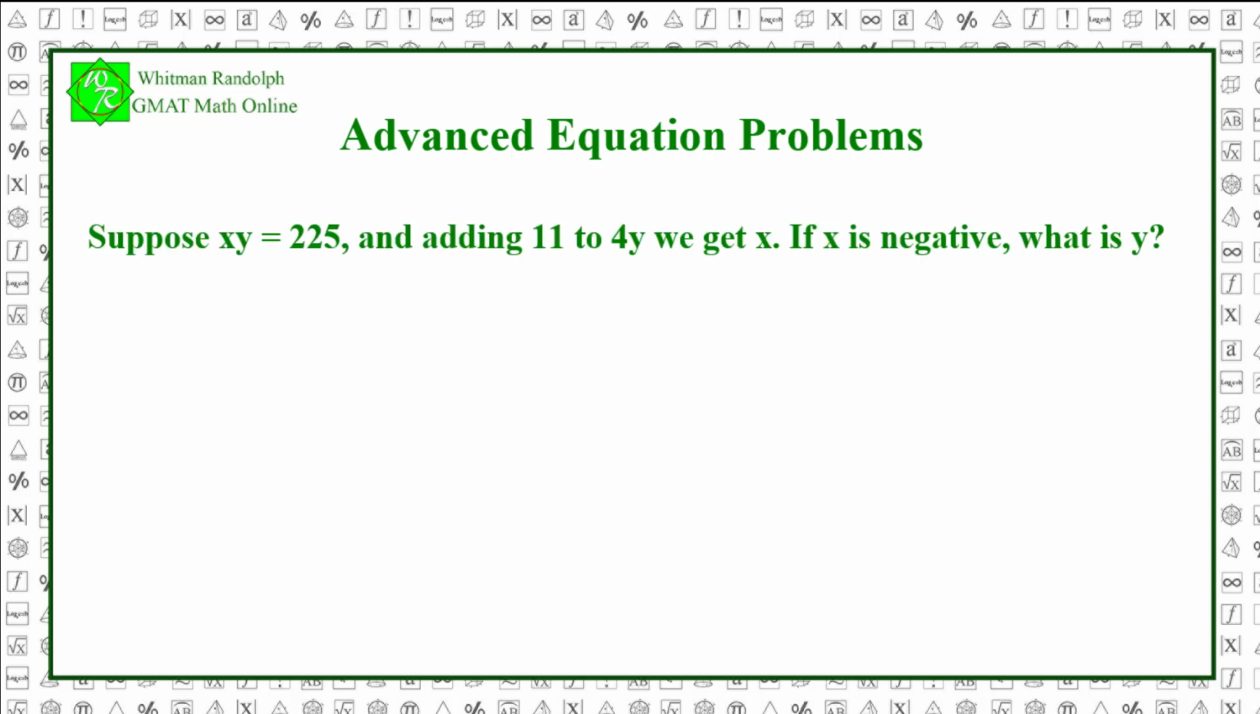Problem. Suppose xy equals 225, and adding 11 to 4y, we get x. If x is negative, what is y? And here are some possible answers.